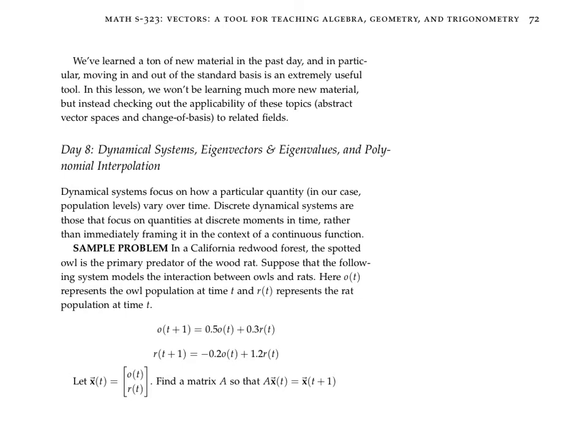We're told that a particular vector x is going to encode the owl and rat population at a particular time. And our first job is to find a matrix A so that A, when it acts on this x of t, will give us what x is not at t, but at t plus 1. So let's set that up for a moment.